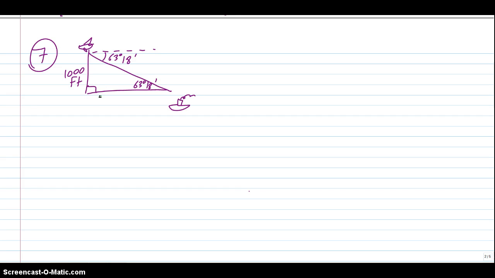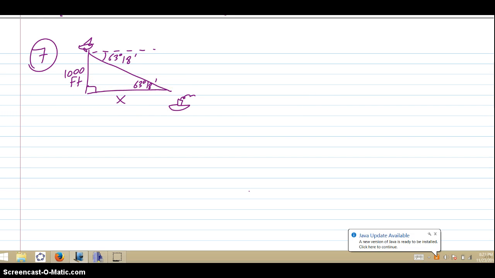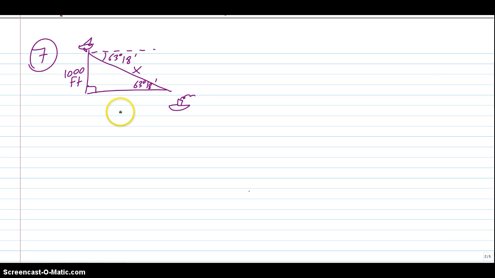Once you know that, we can actually figure out the distance from the plane to the boat. If they said horizontal distance, it would be this, but they said just distance to the boat, so that would be the hypotenuse. Well, 1,000 feet is the opposite. X is the hypotenuse, since this is a right triangle. So I'm going to use sine. Sine of 63 degrees 18 minutes equals 1,000 over x.